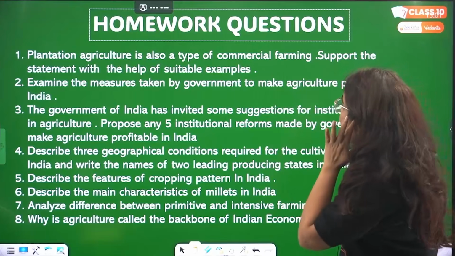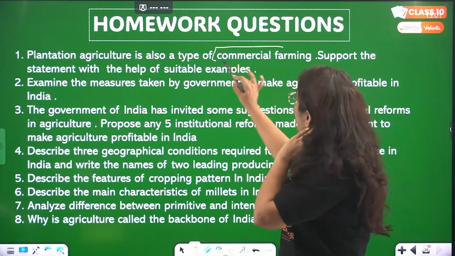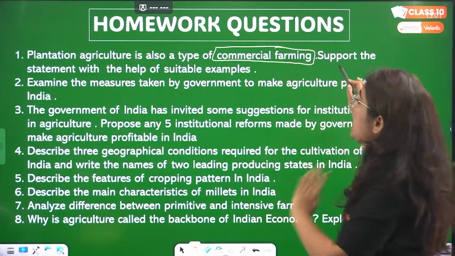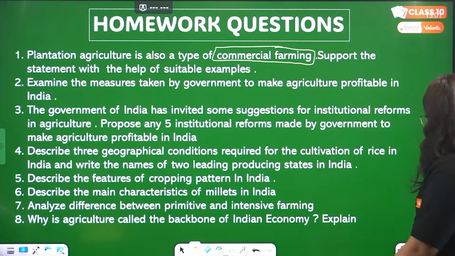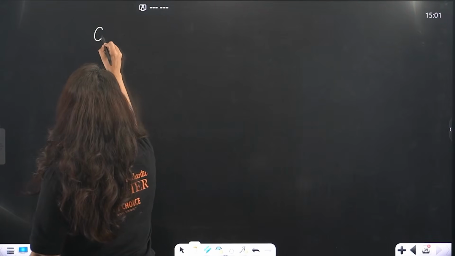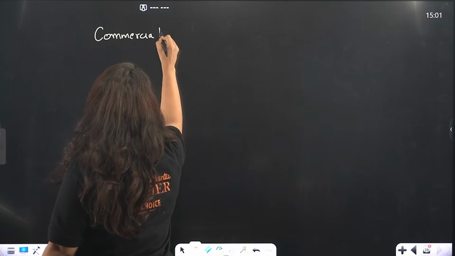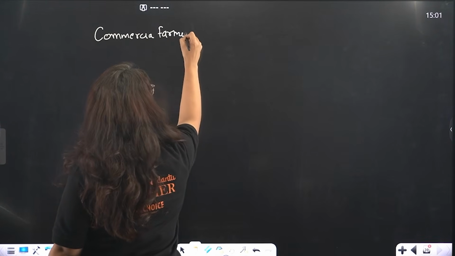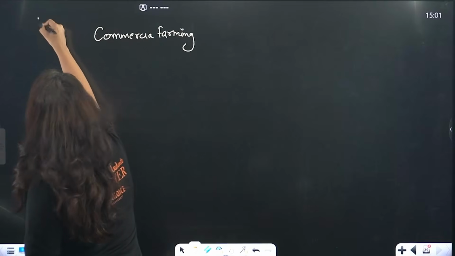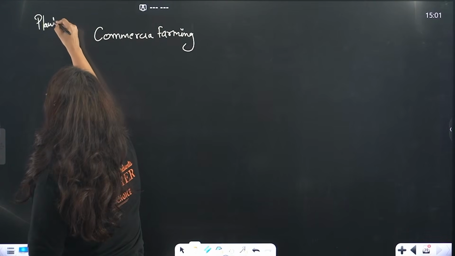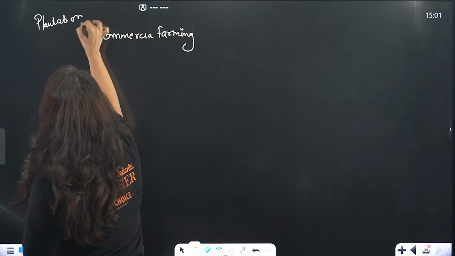Plantation agriculture is also a type of commercial farming. Support the statement with the help of a suitable example. So the question says commercial farming, okay? What is an example of commercial farming? Plantation. Explain it with a suitable example.